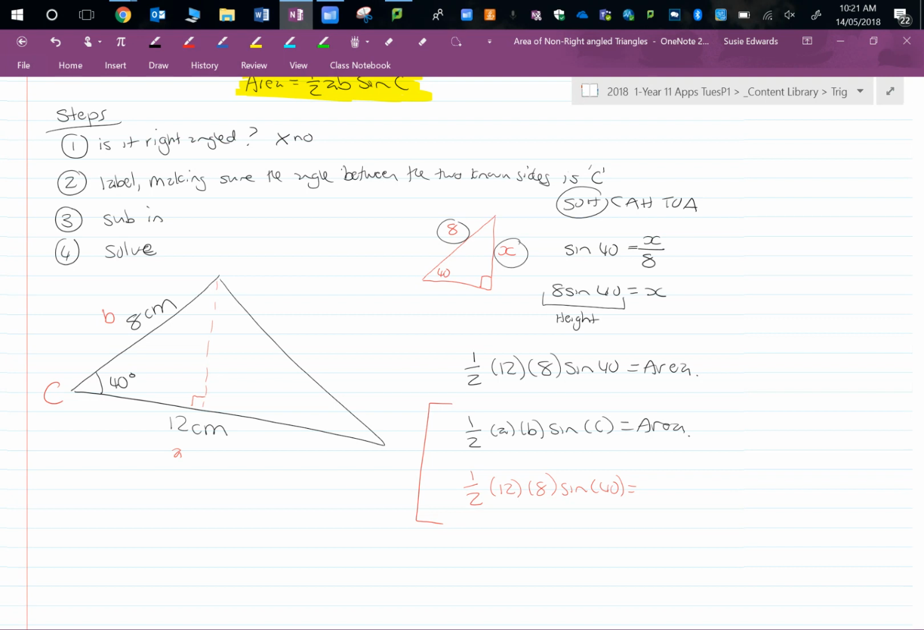Someone got an answer? Say again? 30.85. Now what measurement would be here for this? Square centimetres, because it's area. Okay.